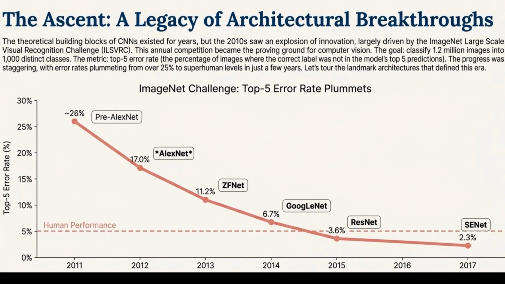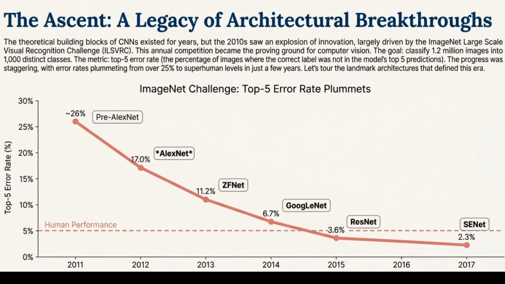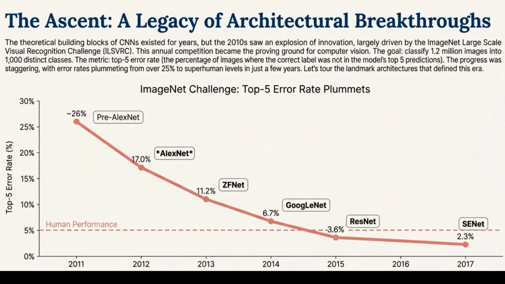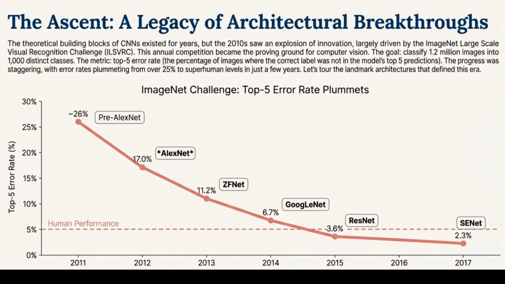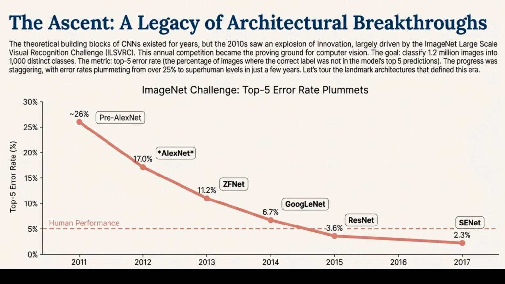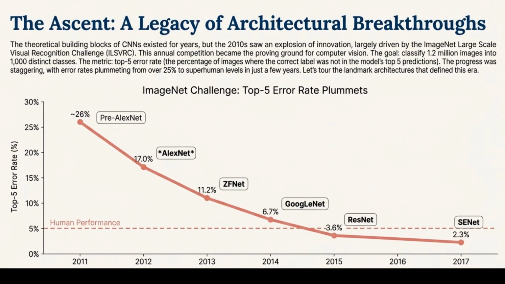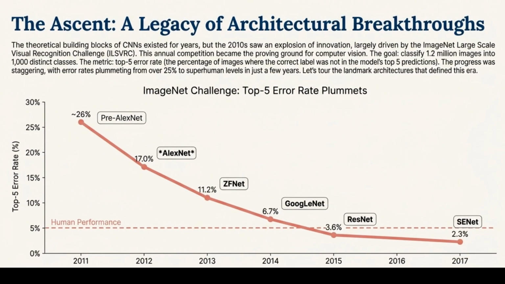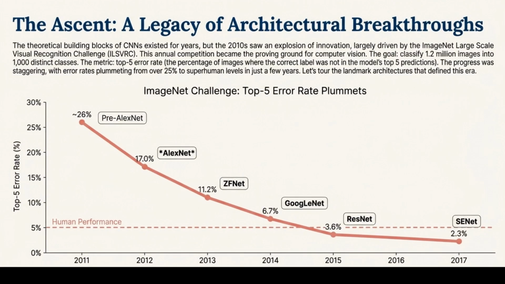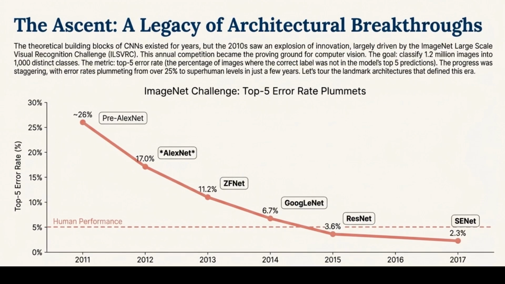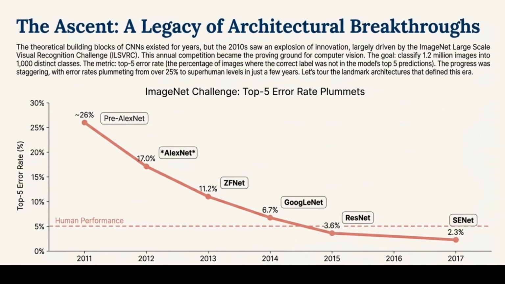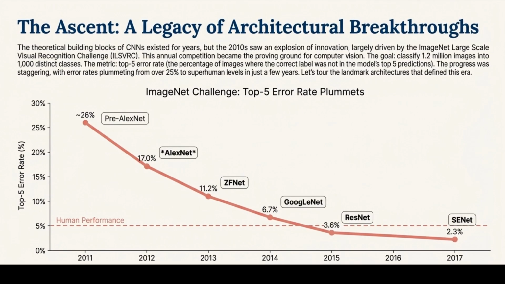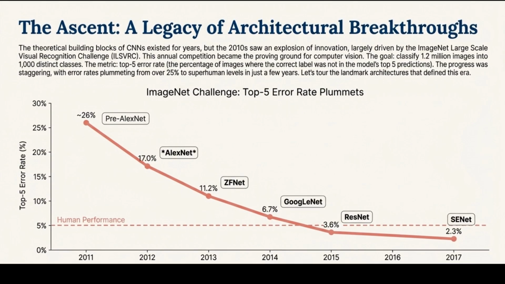Subsequent architectures continued to push the boundaries, reducing the error rate year after year, until ResNet in 2015 achieved 3.6%, significantly surpassing the estimated human performance threshold of 5%. This era, from 2012 to 2017, saw the introduction of landmark architectures that we are about to tour, each solving a specific computational or gradient problem and collectively defining the state of the art.